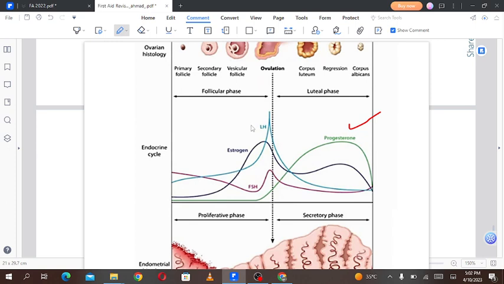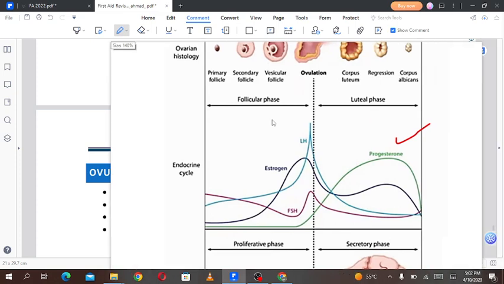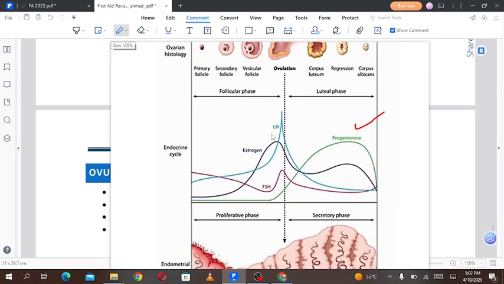But at the 14th day, when ovulation is happening or close to ovulation, the increase in estrogen level causes an LH surge, and we will see the mechanism of that as well. The increase in estrogen at this level causes an increase in GnRH receptors in the anterior pituitary, and that leads to the LH surge. That LH surge causes ovulation. Then the LH level falls down, and the estrogen level also falls down.